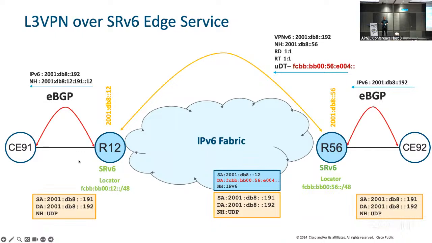That's the beauty. A lot of older nodes only understand IPv6 forwarding. You only need to enable SRv6 on the edge, so the core can understand only IPv6. So that's the beauty of this technology.